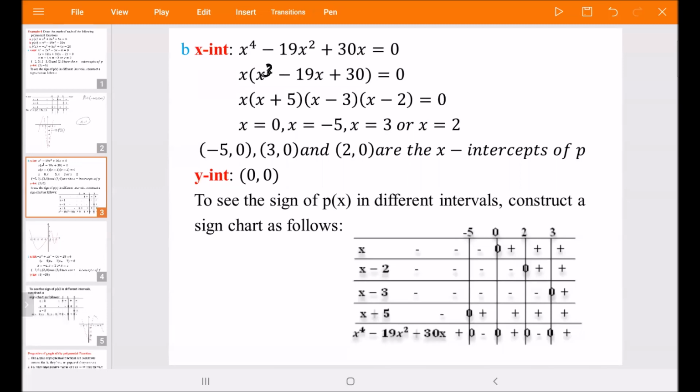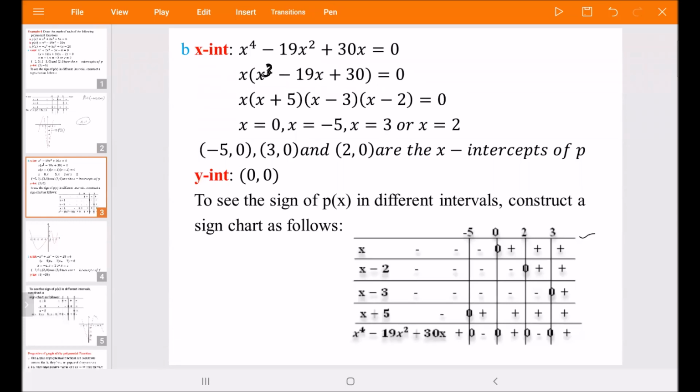Then the next step is to see the sign of p of x in different intervals, construct a sign chart. And to construct the sign chart, consider these factors: x, x plus 5, x minus 3, x minus 2. And the numbers that make these equal to 0 are 0, minus 5, 3, and 2. As we did for the previous example, locate these four numbers on a number line. So the smallest of these is on the left extreme, that is minus 5. Then orderly 0, 2, 3. The largest of these four numbers will be on the right extreme.